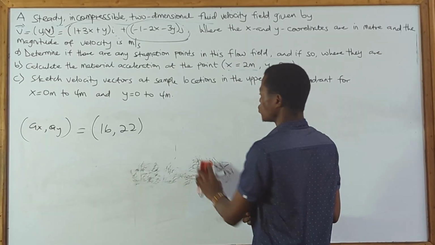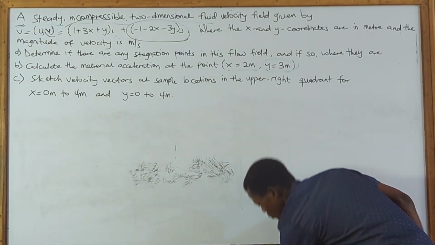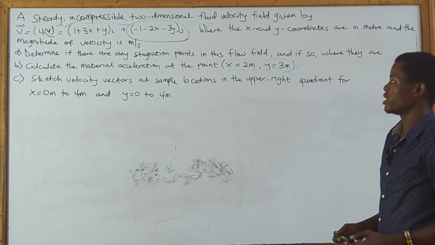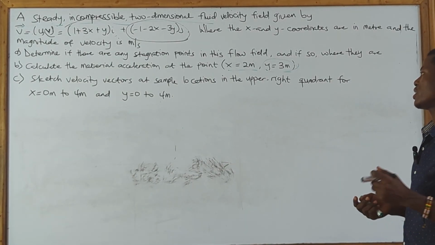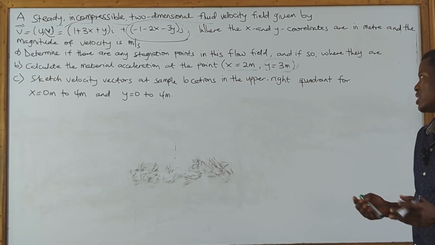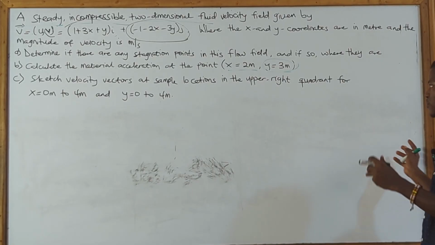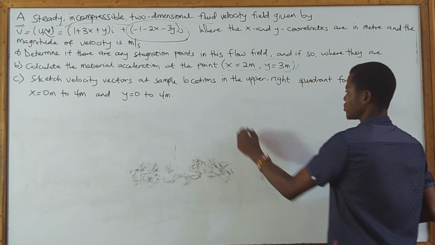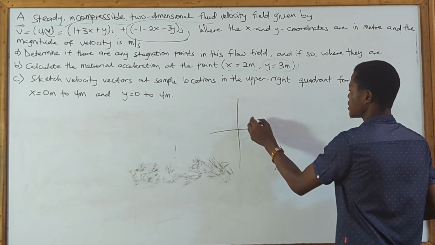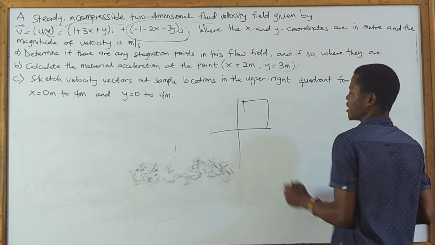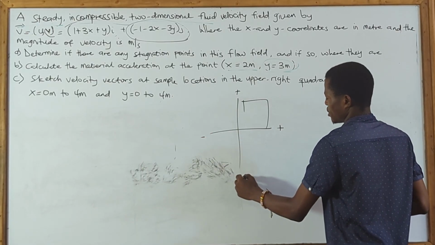So now we move on to the third one, which we've been asked to sketch velocity vectors at sample locations in the upper right quadrant. Our upper right quadrant is the positive quadrant. So if you take your Cartesian plane, you are going to have your points being drawn at this side, because this side is positive, positive, and this side is negative and negative.